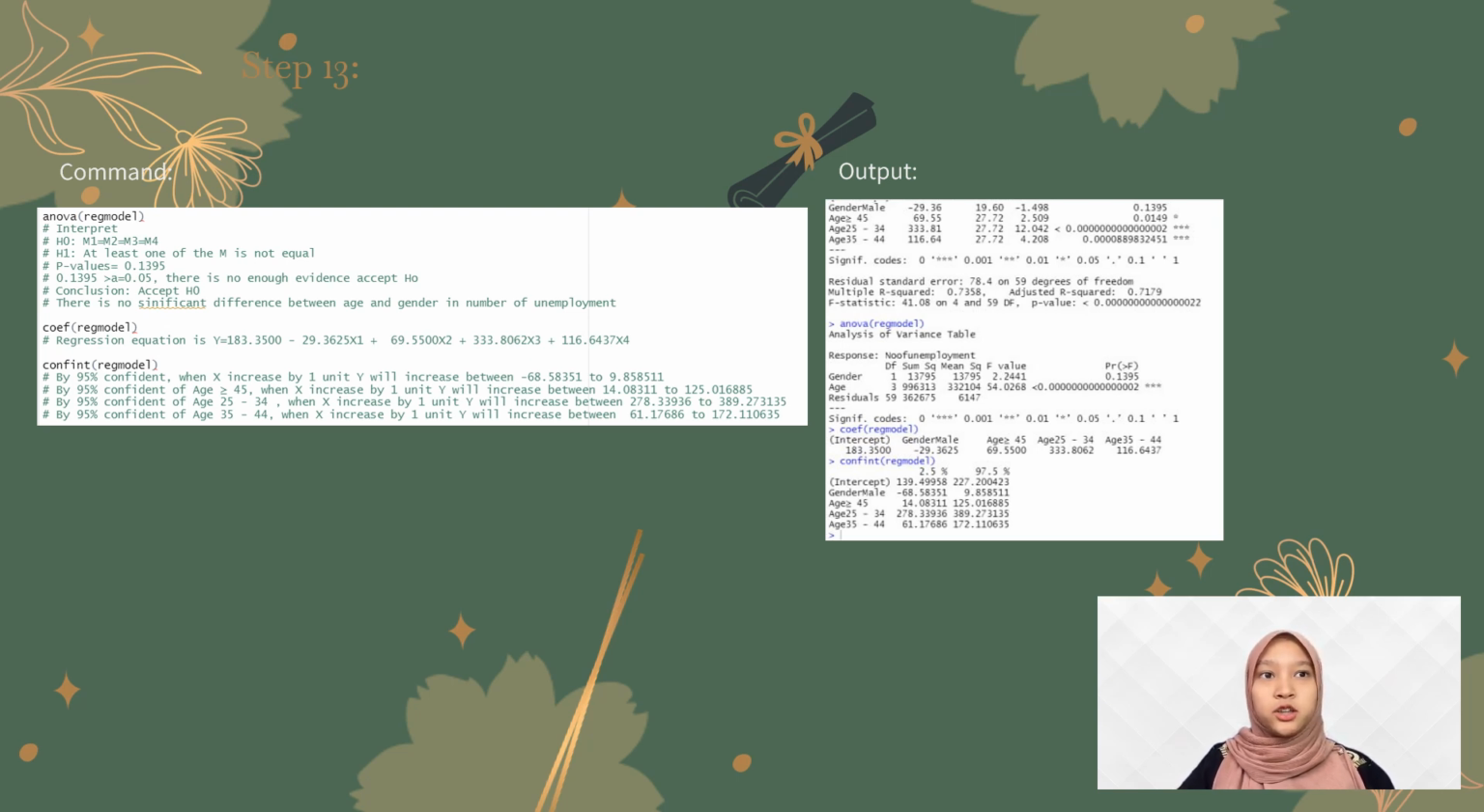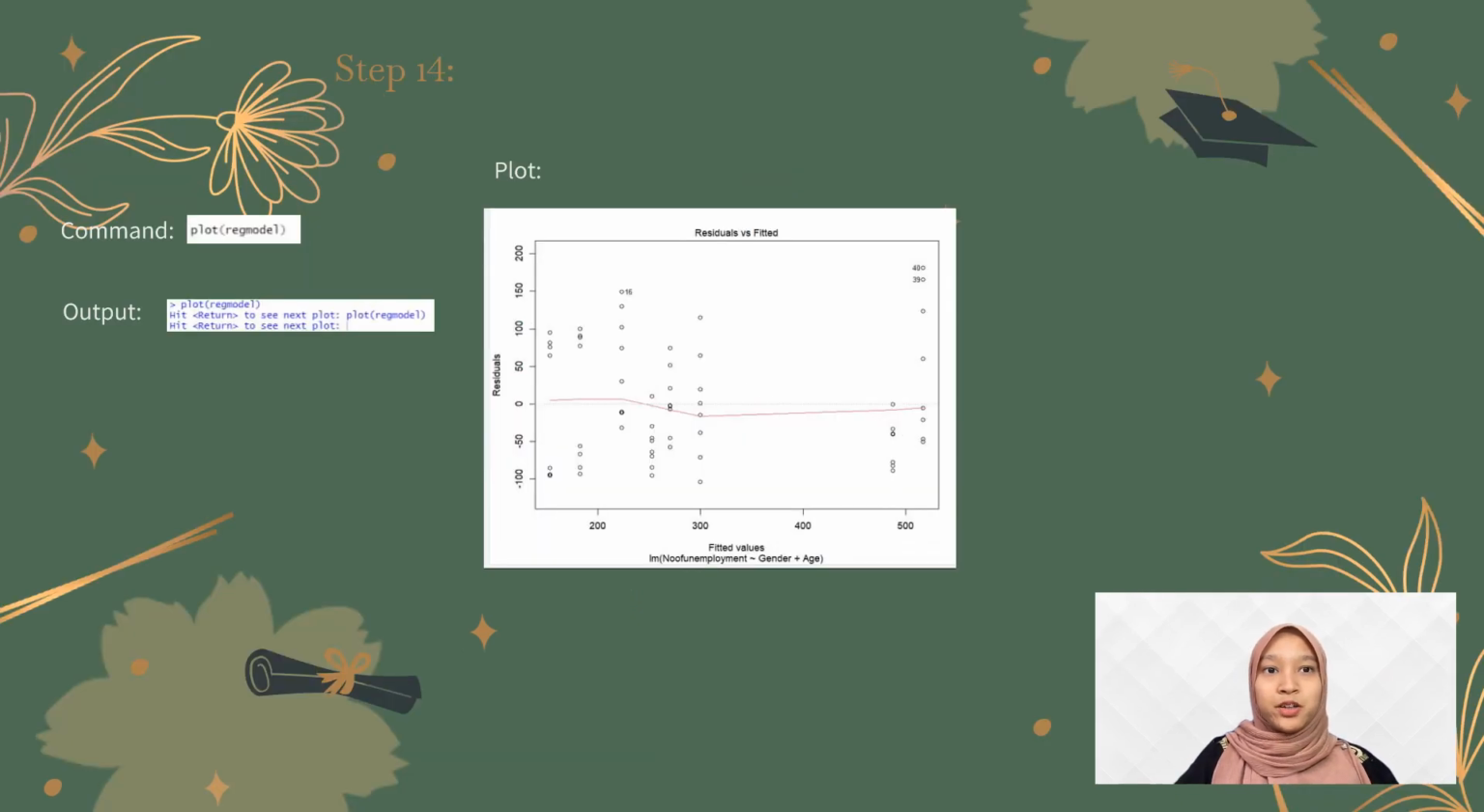By 95% confidence, for age 25 to 34, when x increases by 1 unit, y will increase between 278.34 to 389.27. Lastly, by 95% confidence, for age 35 to 44, when x increases by 1 unit, y will increase between 61.18 to 172.11.